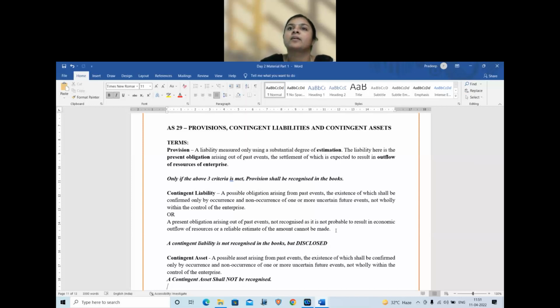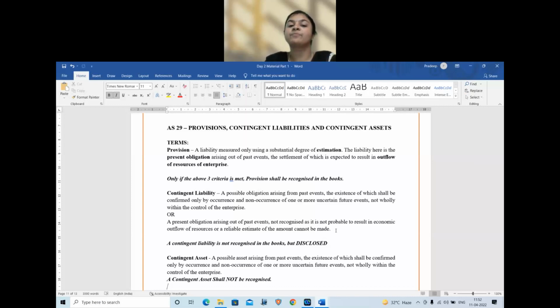First thing, provision. What is a provision? A provision is a liability measured using a substantial degree of estimation, which means you know there is a liability. However, the amount of liability cannot be estimated. So in that case, a provision is created. That liability is a present obligation. The word that you need to catch is present obligation. Present obligation means as on today I have an obligation to pay. I just don't know what is the amount.